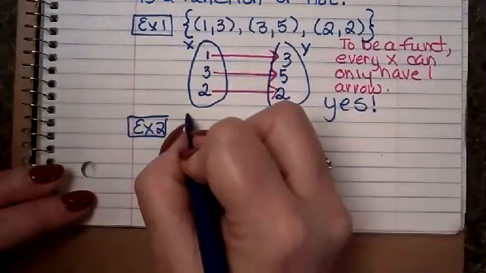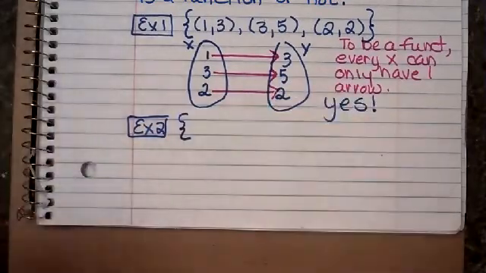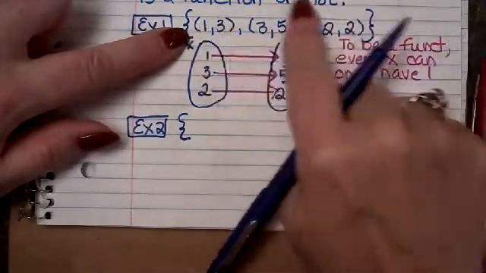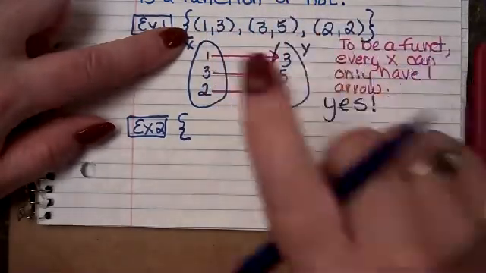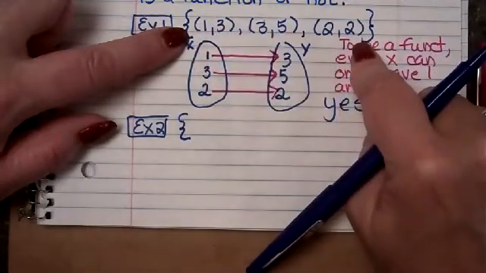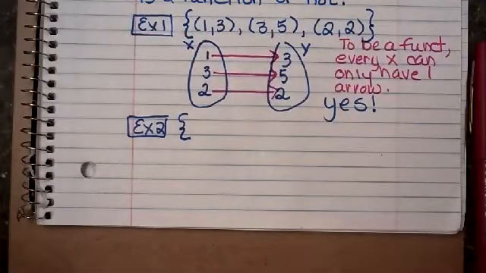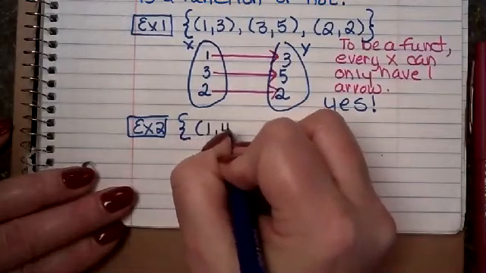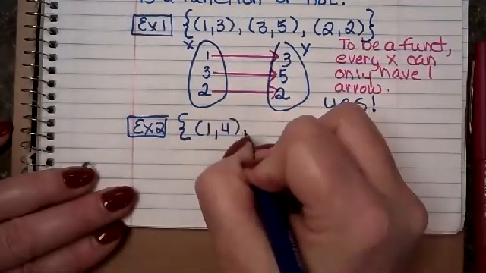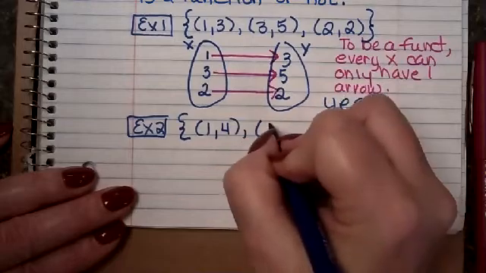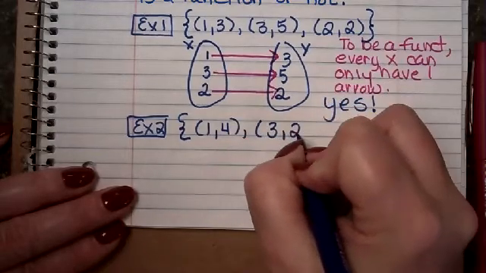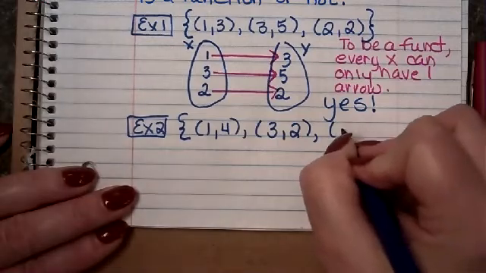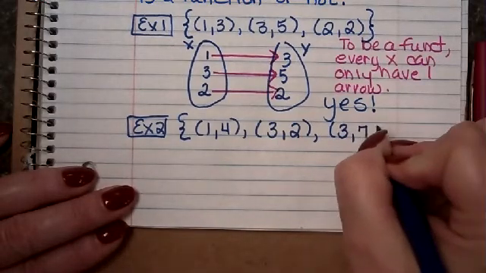I'm going to have another set of ordered pairs, my little curly brackets. Remember, the curly brackets just mean that all this is a set or a group together. Like if you were my classroom, I could put all your names in there because you're my class. You're a set of students that I have. Okay, so for my first ordered pair I'm going to have 1, 4. Then for my second ordered pair, I'm going to have 3, 2. And for my third ordered pair, I'm going to have 3, 7.